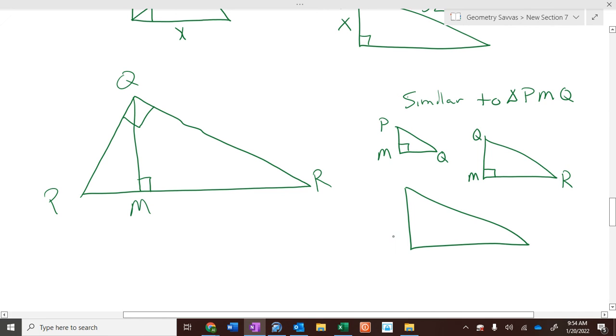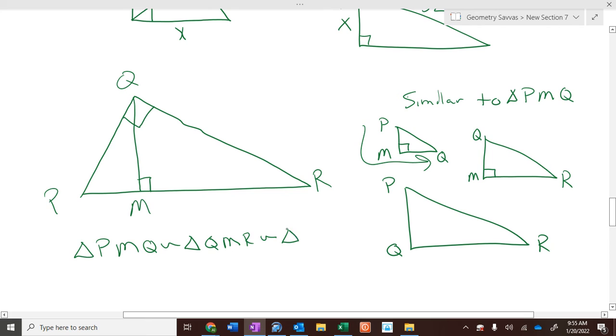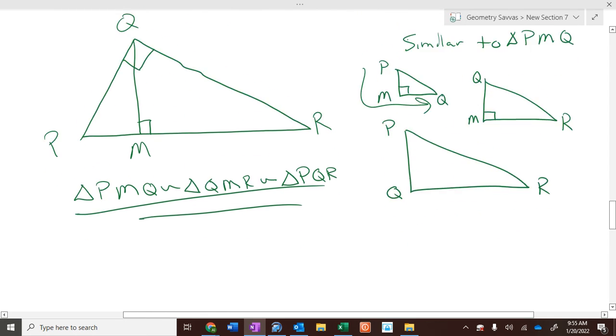Papa, what's your right angle? Q. The short side, P. And then the other angle? R. So if we go PMQ in this order, triangle PMQ is similar to triangle QMR, which is similar to triangle PQR. There you go. Those are the similar triangles.